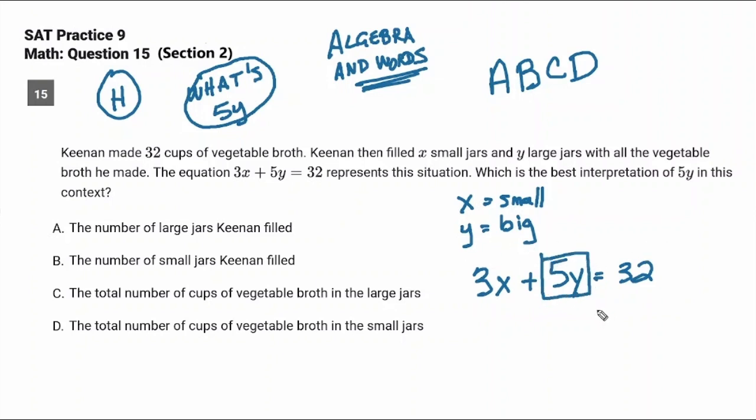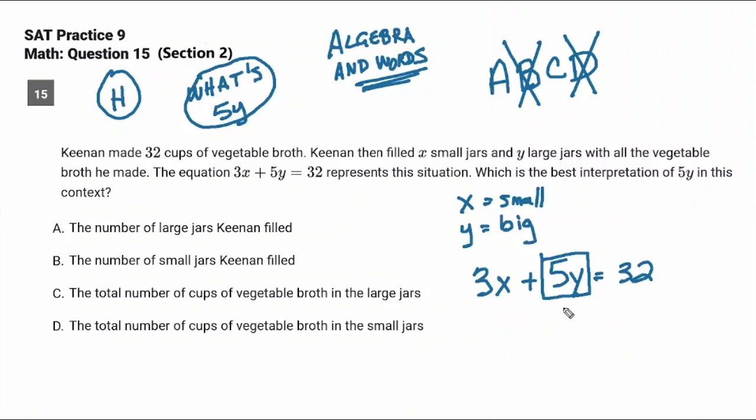What is y? We said y is big jars. So you can always go and cross off answer choices that are going to say what y is not. Small jars. A says number of large jars. All right, that's cool. B says number of small jars. No, y is big jars, so that's gone. C says large jars. All right, that's cool. D says small jars. All right, that's gone. You can always get these down to 2 answer choices if you can just figure out what the letter's about and cross off answer choices that don't agree.